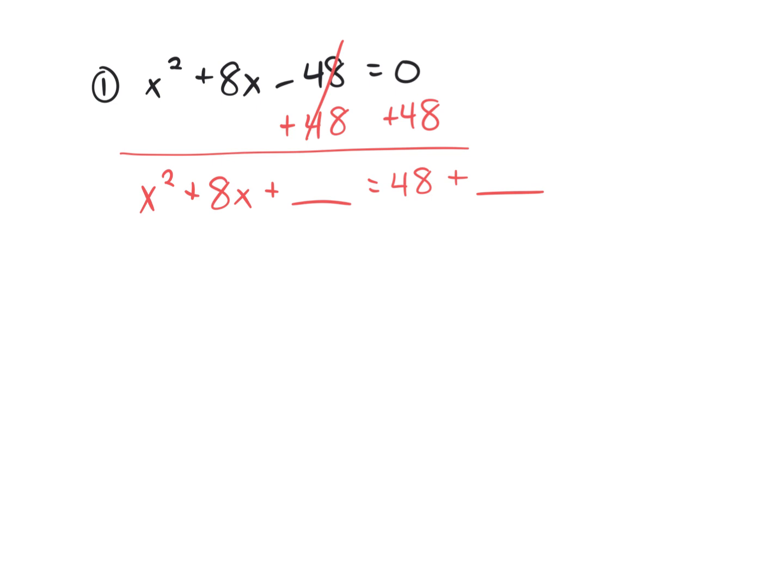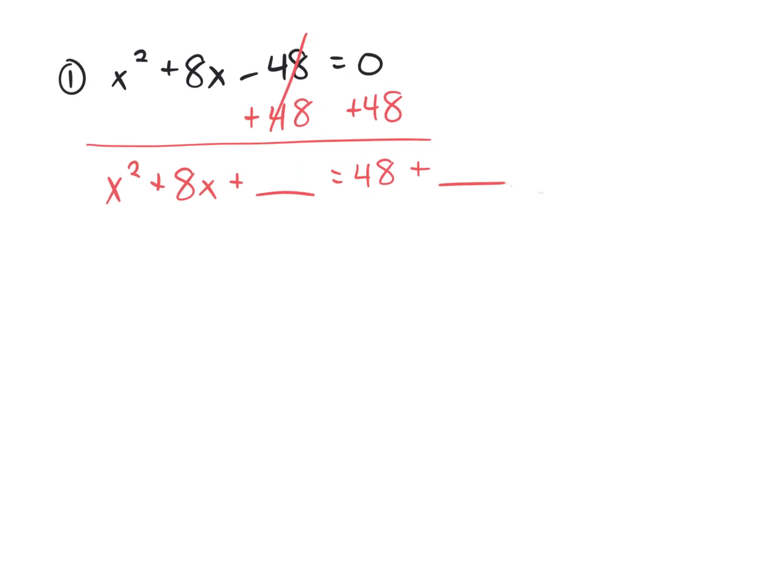Now we need to fill in the blanks. How do we figure out what goes in the blanks? Same method every time. What is it? 8 divided by 2. Yep. Where'd you get the 8 from? B. Yep, take our b value, which is 8, divide that by 2, which is 4. What do I do with that 4? Square it. 4 squared equals 16. 16 is what goes in the blanks.